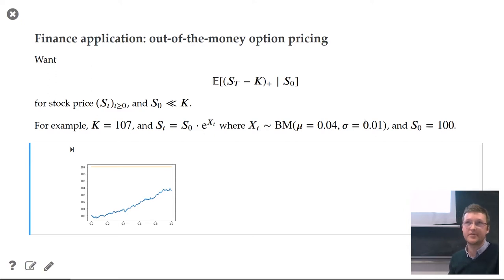There are lots of situations you can come up with in finance, for example, option pricing. This is the payoff for a European put option, I believe. If your stock price starts at 100, follows some stochastic process, and the strike price for your option is much higher than your starting price, then the option is heavily out of the money. To calculate that kind of thing accurately can make or break your trading strategy.